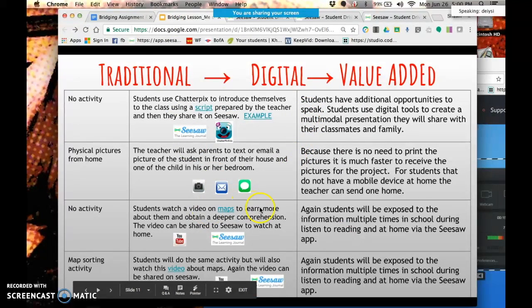So students have additional opportunities to speak. Students use digital tools to create a multimodal presentation.